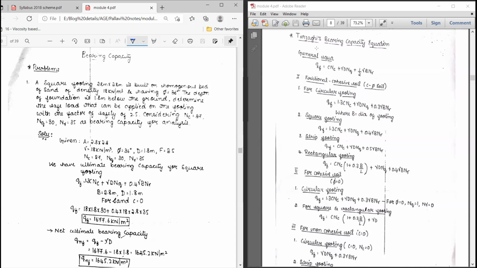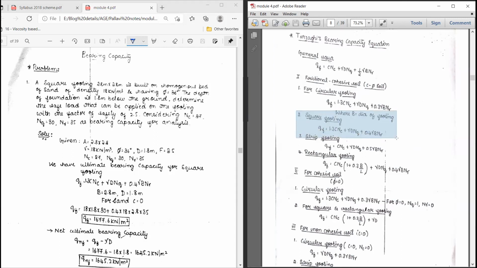So in the right tab, I just opened Terzaghi's bearing capacity equations for different footings and for different types of soil. If it is a C-phi soil, that means the soil has both cohesion and friction, then for circular footing, this is the formula: 1.3 C into N suffix C plus gamma D into N suffix Q plus 0.3 gamma B into N gamma. In the circular footing, B stands for the diameter of the footing, where N suffix C, N suffix Q and N suffix gamma are Terzaghi's bearing capacity factors.